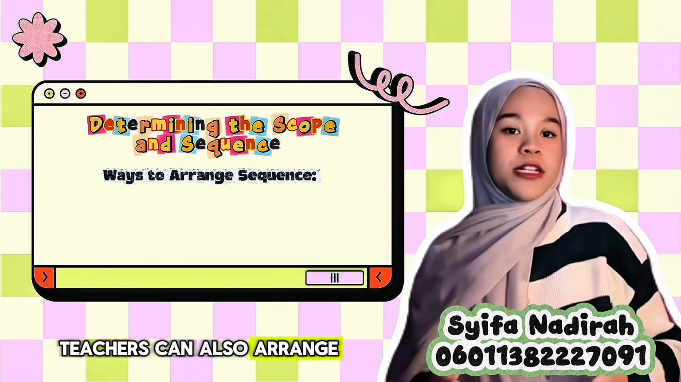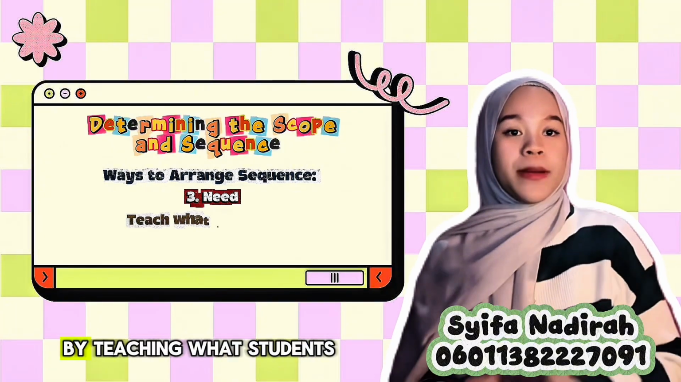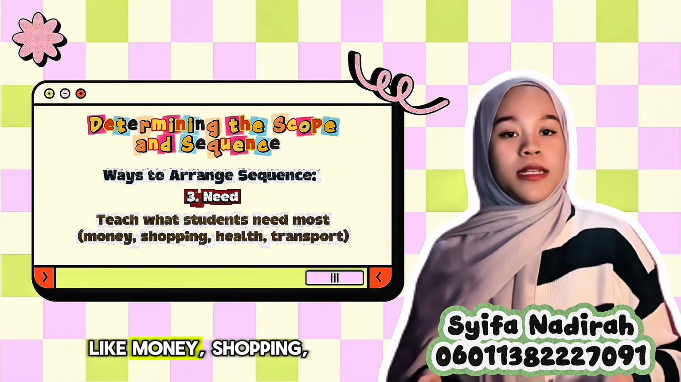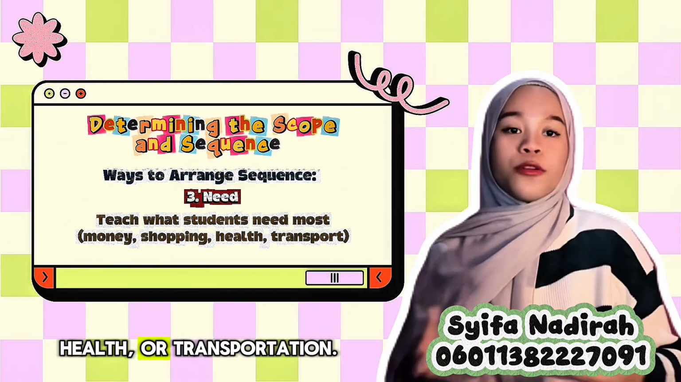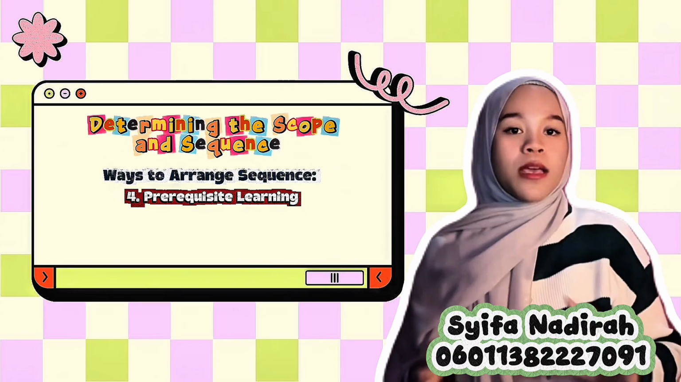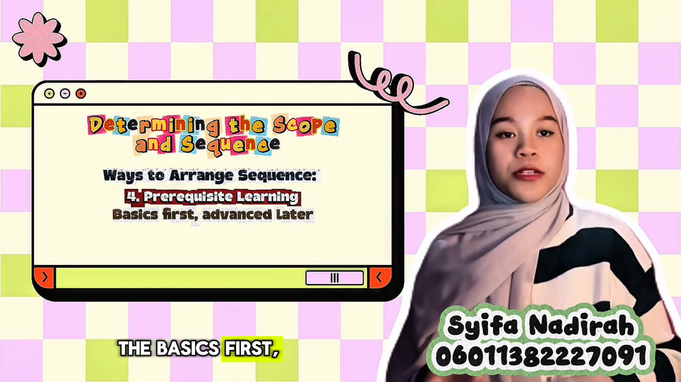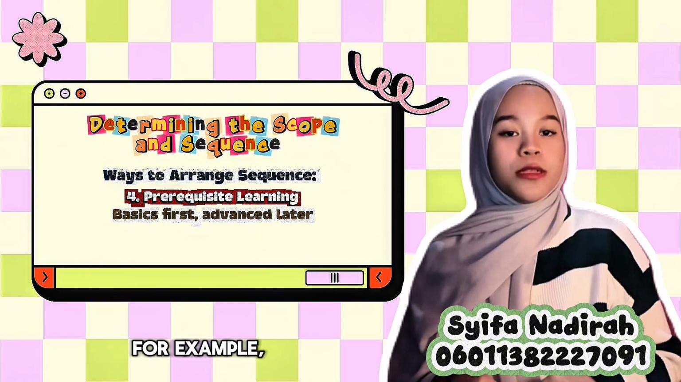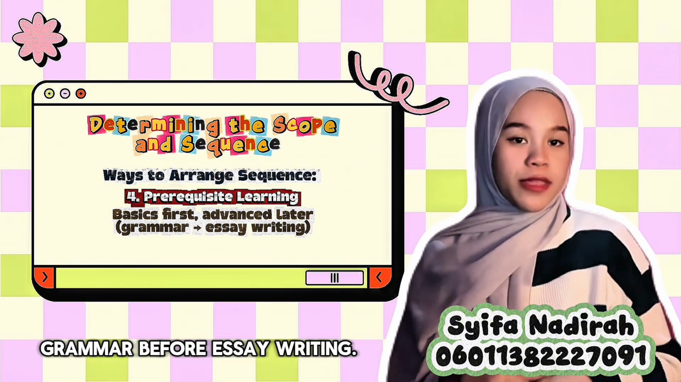Teachers can also arrange topics based on need, by teaching what students will use most in daily life first, like money, shopping, health, or transportation. Another option is prerequisite learning, which means teaching the basics first so students are ready for more advanced tasks later. For example, grammar before essay writing.